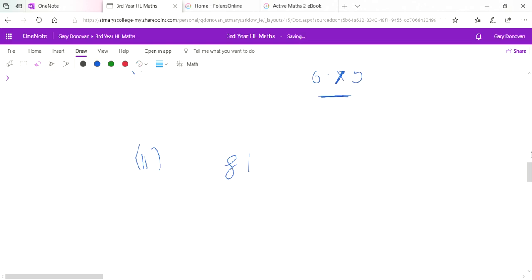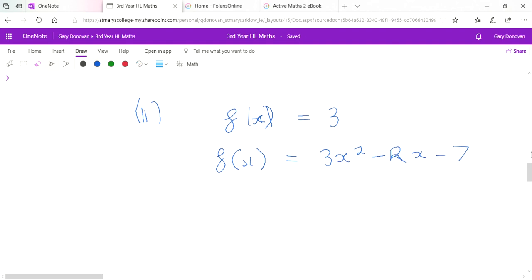f of x equals 3. I don't know why the pen is going funny there. Remember what f of x is. f of x is 3x squared minus 2 times x minus 7. And we want to find out, what values of x make this equation equal 3? And that's what you're doing here.